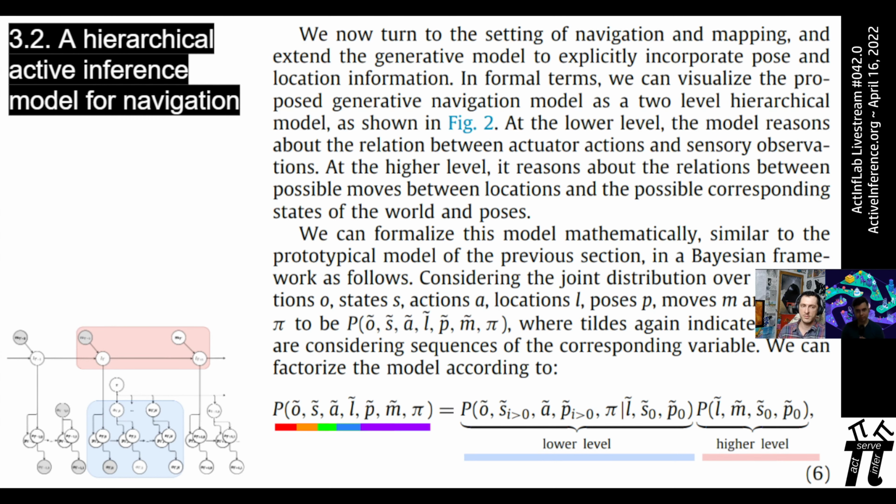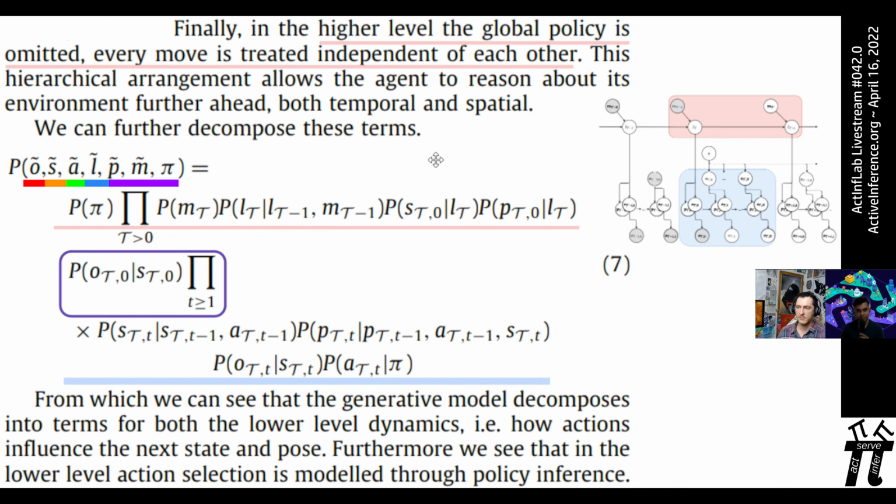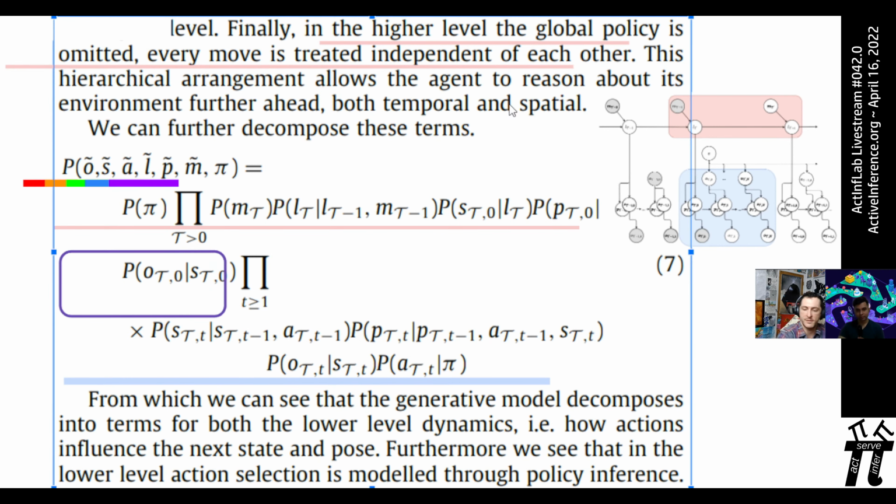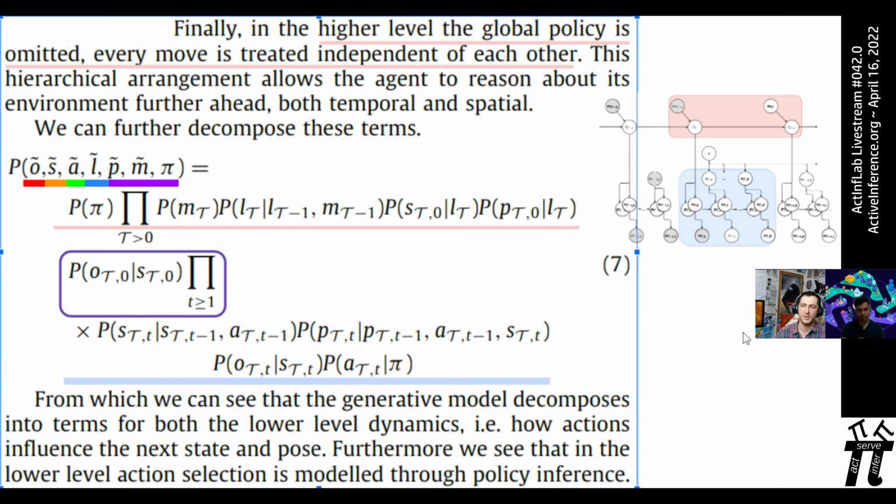Anything to add? No, I think this will be clarified further in the next slide, which goes into global policy selection. All right. So in the higher level, red, the global policy is omitted. Every move is treated independent of each other. This hierarchical arrangement allows the system to reason about its environment further ahead, both temporally and spatially. And so then they take this joint distribution and it gets broken down into these three terms.